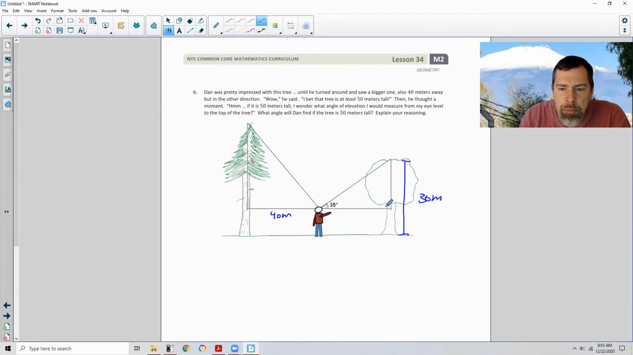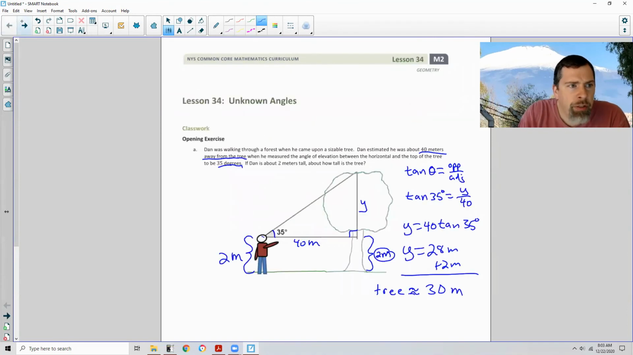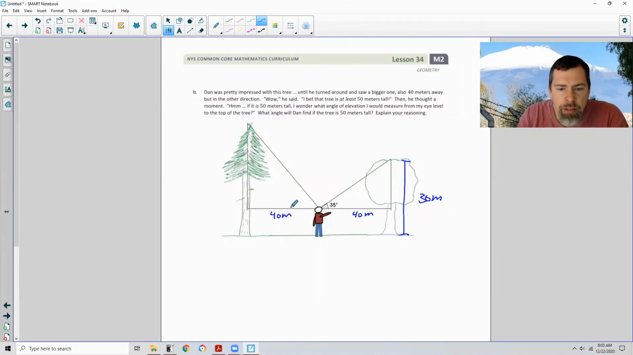He's in between two trees that are 80 meters apart because this was 40 meters from the prior problem, wasn't it? Yes, it was. So now he thinks this is also about 40 meters away. And wow, he said, I bet that tree is at least 50 meters tall. If it is 50 meters tall, I wonder what angle of elevation I would measure from my eye level to the top of the tree.